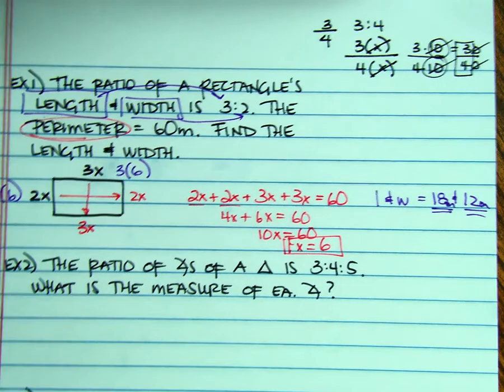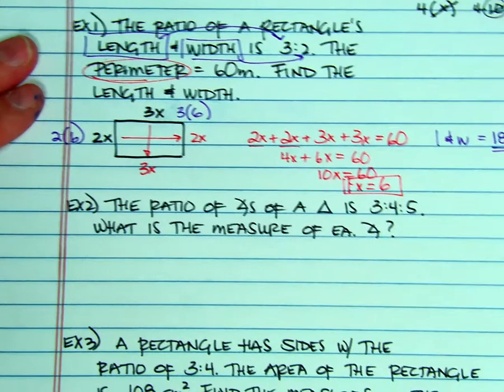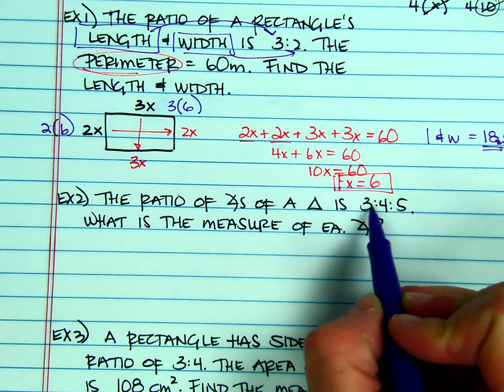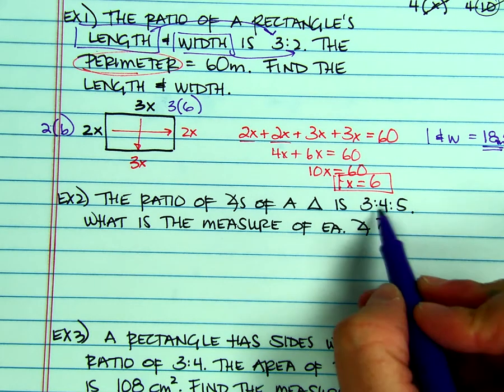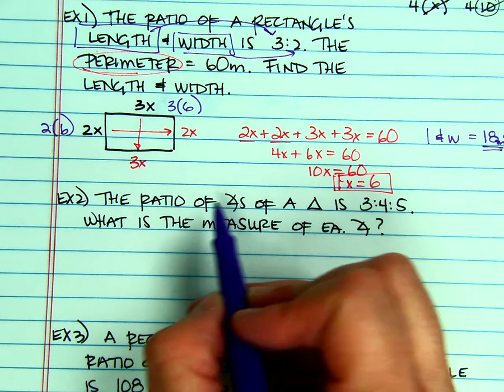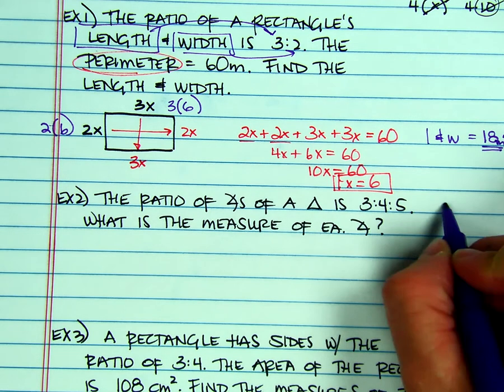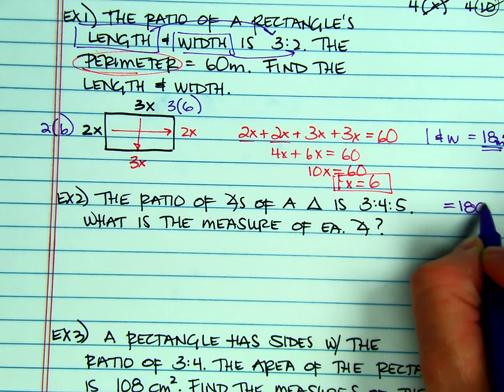Going on to the next one. Again, you might want to just pause it and write this problem down. The ratio of angles of a triangle is 3 to 4 to 5. Well, it makes sense because we know that there are 3 angles in a triangle. And the ratio of the angles, well, you got to think about what do we know about the angles of a triangle? Well, we know that they equal 180.